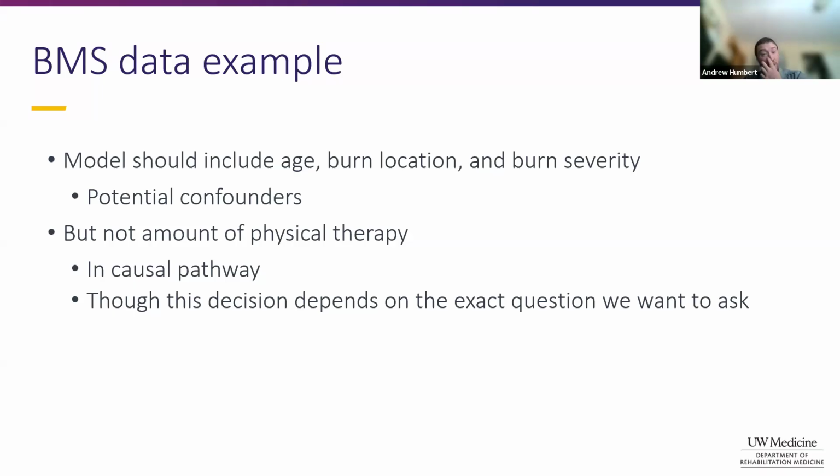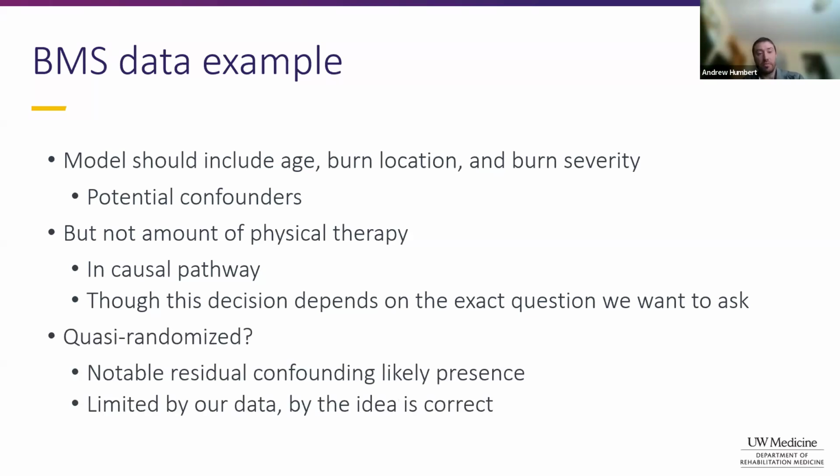Now, there might be some reasons to adjust for it, even if it's in the causal pathway, if you want pathway specific causality, right? But I just want the overall causal relationship between amputation and physical function. I don't care about the pathway, so I do not want to adjust for it because I do not want to remove that pathway from my model.